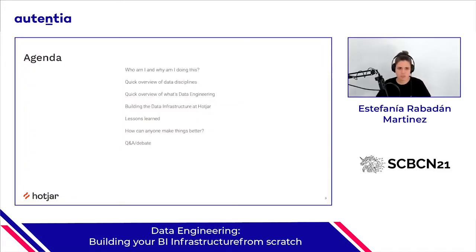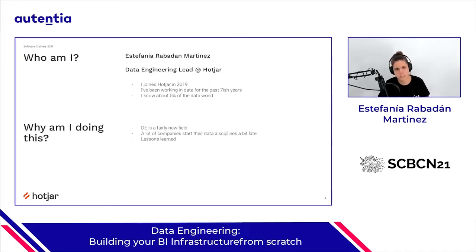So a bit of the agenda for today, so you know what we're doing. First of all, I'm going to introduce myself a bit more, because I haven't even told you my name. I'm going to give a quick overview about data disciplines and data engineering, and we will talk about the use case at Hotjar, how we built this data infrastructure here, and then of course lessons learned and how anyone in any company can make things better regarding data, and then we can do a Q&A or debate and talk a bit more about this topic.